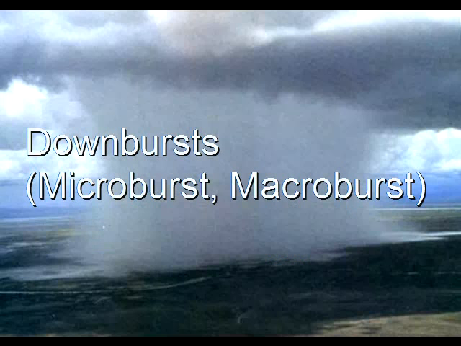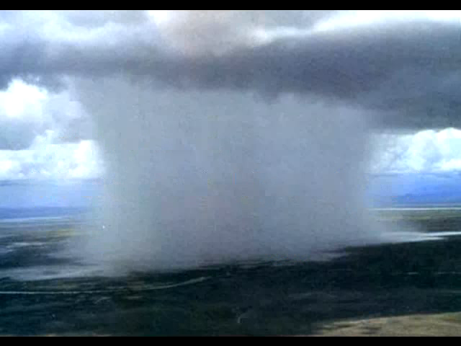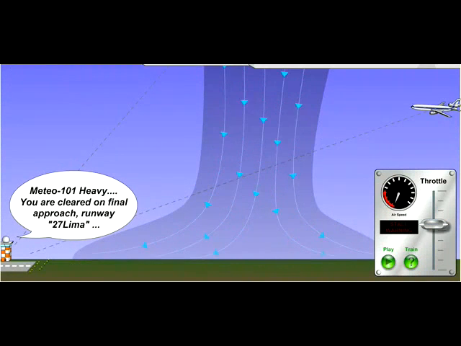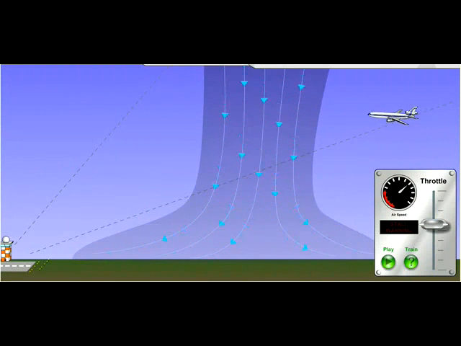A downburst is a strong downdraft within a thunderstorm system. We differentiate between microbursts that have a smaller diameter and macrobursts with a larger diameter. The winds of these downbursts are comparable to weak tornadoes. The dropping speed can reach 200 miles per hour. No surprise that these downbursts are particularly dangerous for air traffic.